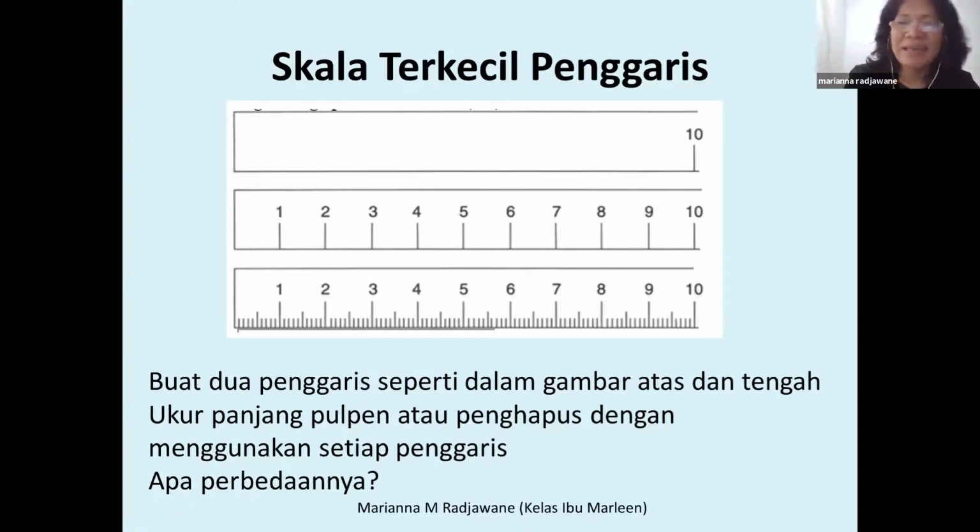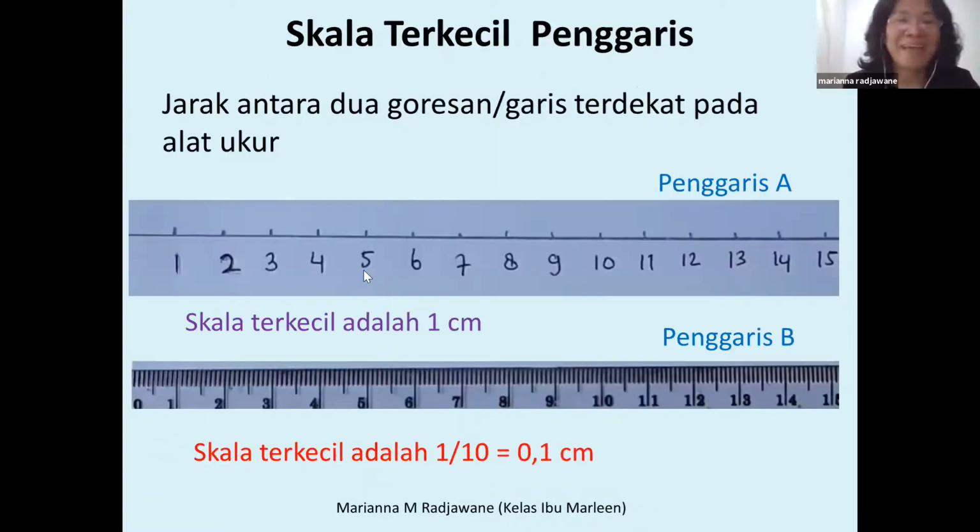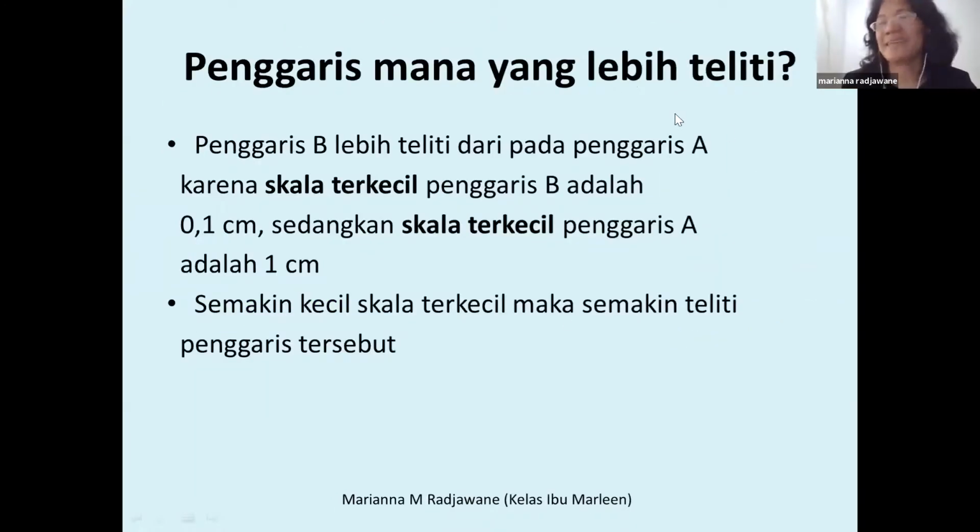Then this is my own ruler that I made. They said this is two types, ruler A and ruler B. And then I teach them about the least count. This is the smallest scale, yes. The smallest scale is 1 cm here and 0.1 cm here. And then further, I said it's more precise. Actually, we say more precise.